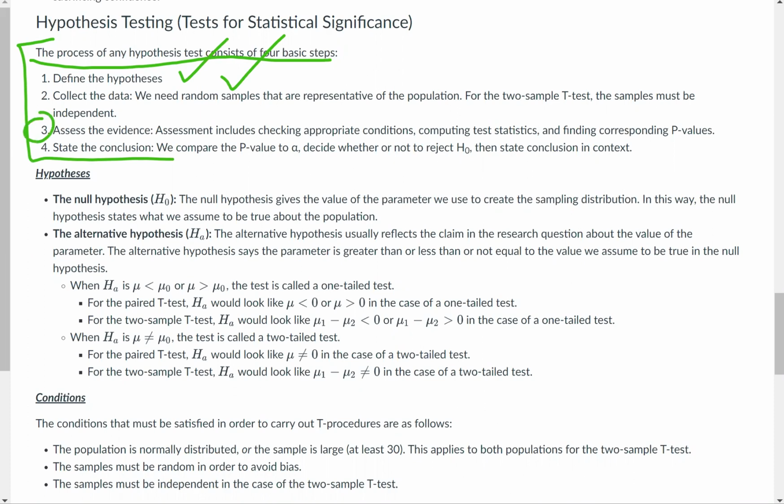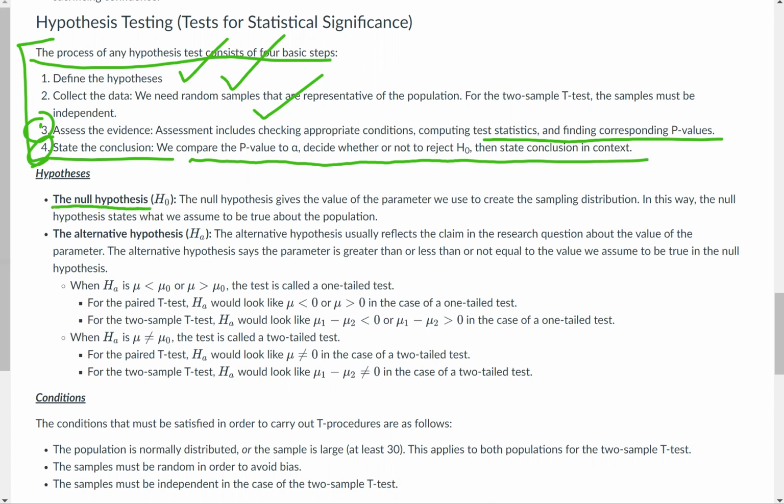Third would be assess the evidence. Assessment includes checking appropriate conditions, computing test statistics, and finding corresponding p-values. Fourth, the last step is to state the conclusion. We compare the p-value to alpha, some significance level that was given or understood at the beginning of the problem. We decide whether or not to reject the null hypothesis, and then we'll state the conclusion in context.